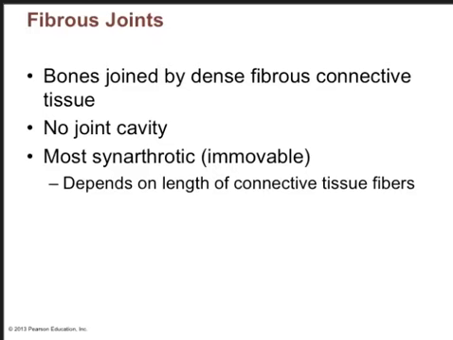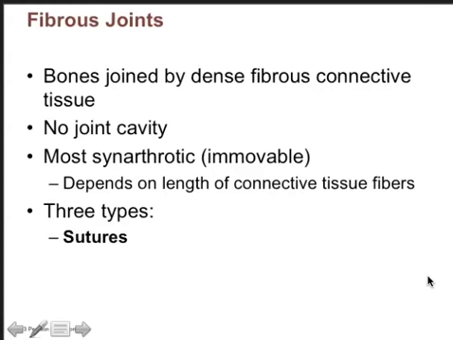But one of the things that we have to understand about these synarthrotic joints, these fibrous joints, is that there's a trade-off between the degree of movement and the tendency for injury to take place. Essentially, the greater the range of motion, the greater the probability that the joint can be damaged, and the less motion that's allowed by the joint, the less likely that joint is going to be damaged. So there are three types of fibrous joints. These are sutures, syndesmoses, and gomphoses.